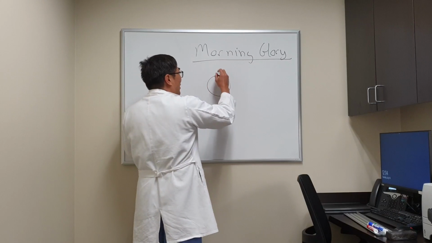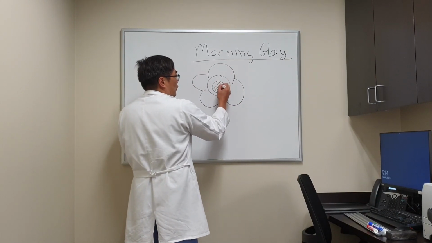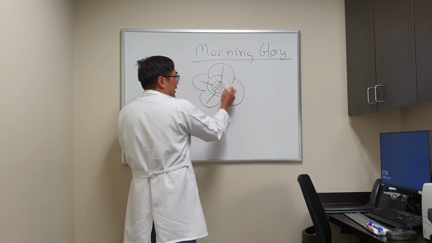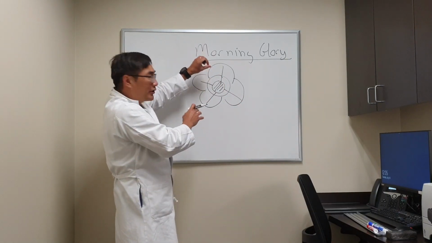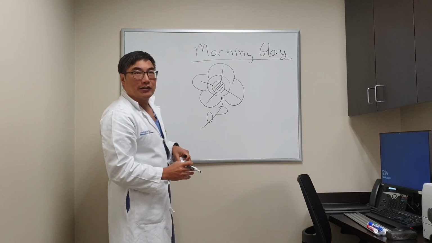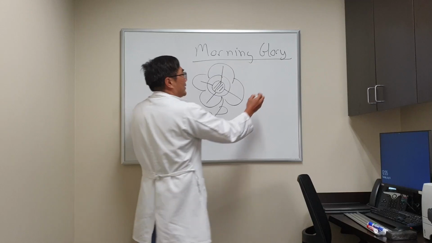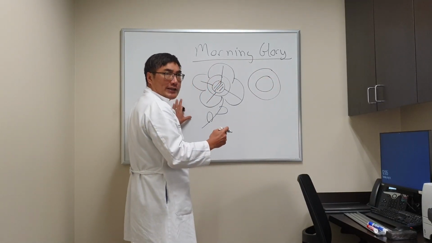So the flower, morning glory, has a central white tuft. Radiating out to the petals are these little radiating lines, and you can Google on the internet what a morning glory looks like. The flower looks like the cavitary disc anomaly, which we call morning glory disc.